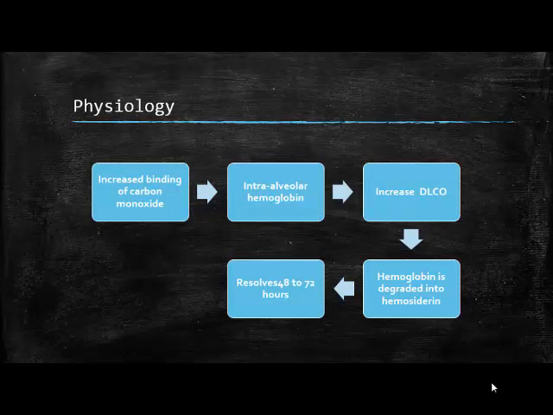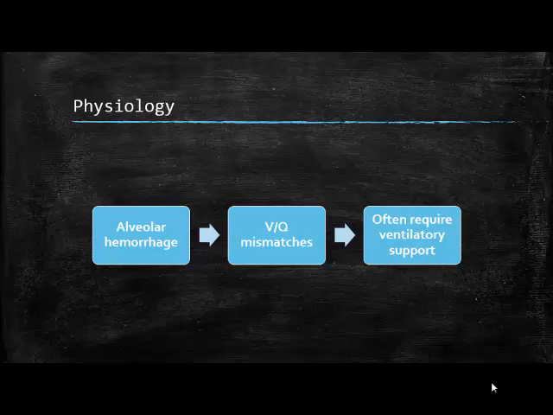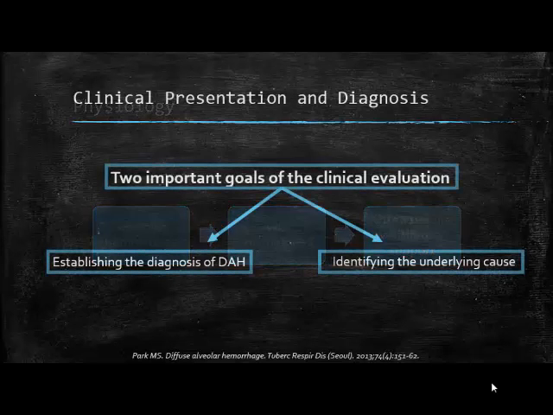So a little bit about physiology. There's increased binding of carbon monoxide, an increase in diffusion capacity, and the reason behind that is the increase in intra-alveolar hemoglobin. However, that resolves after 48 to 72 hours, because the hemoglobin is broken down into hemosiderin. And with alveolar hemorrhage, there are going to be VQ mismatches, and that would lead to worsening respiratory failure, often requiring ventilator support.